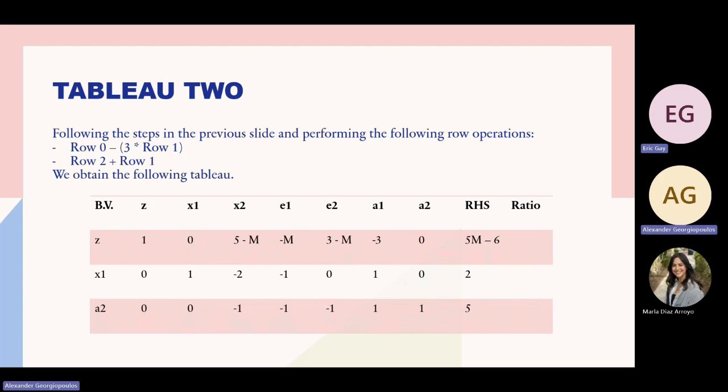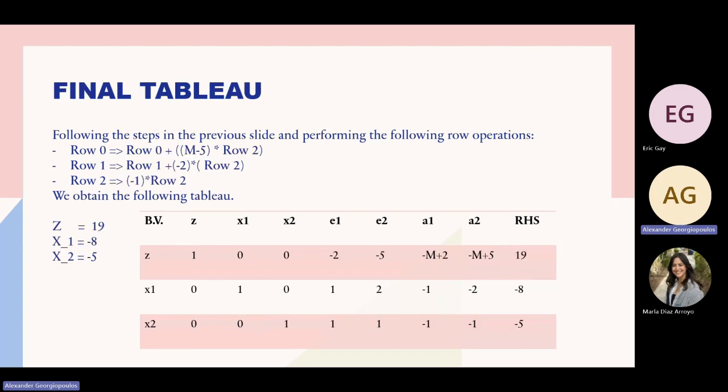Once that is done, we follow the steps in the previous slide, performing the following row operations, where we take row 0 and subtract 3 times row 1, and to row 2, we add row 1, and we obtain the following tableau. To continue this method, we will have x2 enter the basis for the next tableau. To do this, in row 0, we add row 0 plus M minus 5 times row 2, and then row 1 is row 1 plus negative 2 times row 2, and in row 2, we do negative 1 times row 2. We attain the following tableau, which will be the final tableau that we need.